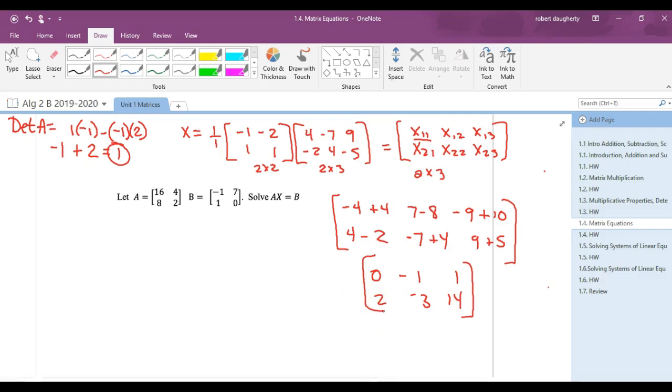I know the after lunch excitement is overwhelming you. These are repeatable, right? Same step. How'd you get 14? Did I make mistakes? Second row, third column. 1 times, oh, you're right. 1 times 9 plus 1 times negative 5. That's not a 14, that's a what? 4. Thank you for that.